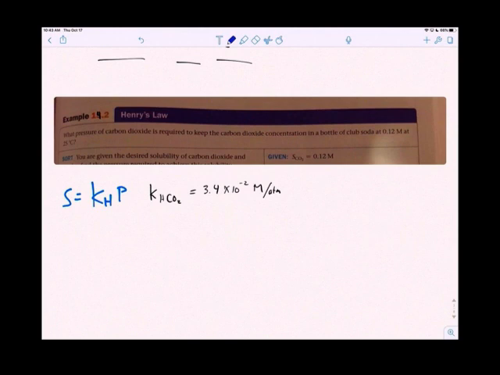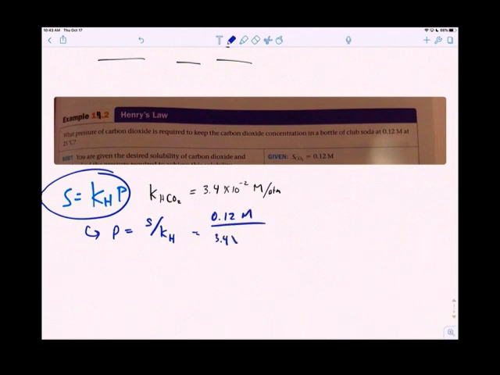So instead we solve for P. P is equal to solubility divided by the Henry's law constant. I'm just taking this equation and solving for P. Our solubility is 0.12 molar, and the K is 3.4 times 10 to the minus 2 molar per atmosphere. The molars cancel, and 1 over atmospheres is atmospheres. The answer is 3.5 atmospheres.